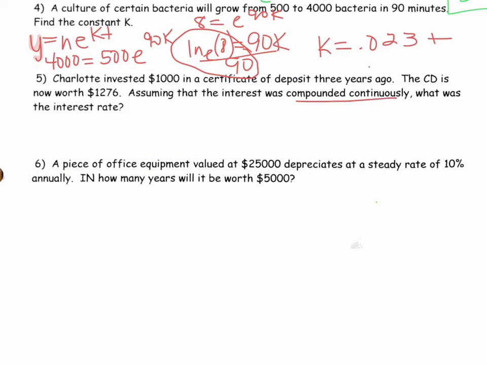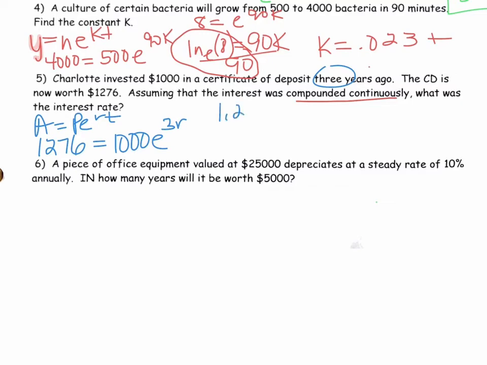I'm going to change the color here. So we're going to use A equals Pe to the rt. So we ended with 1276. We started with 1,000. The interest rate is what we're trying to find, but we know it's 3 years, so 3r. Again, divide by 1,000, so you're going to get 1.276 equals e to the 3r.